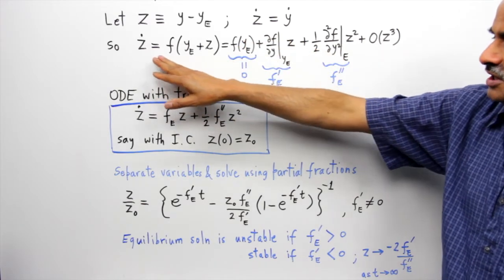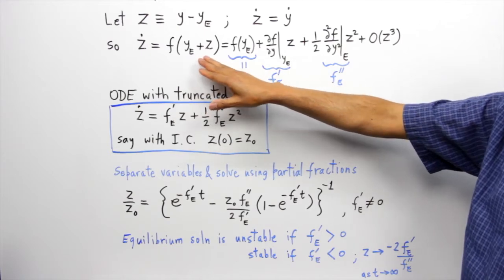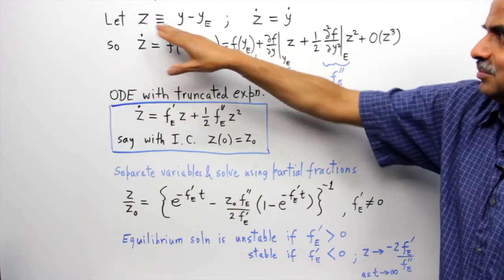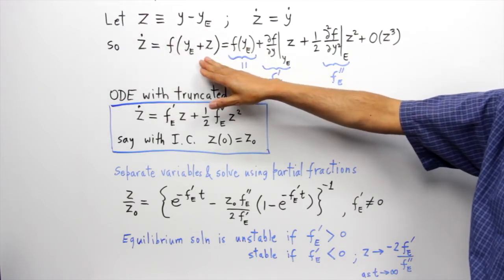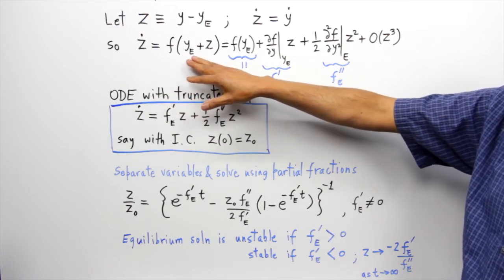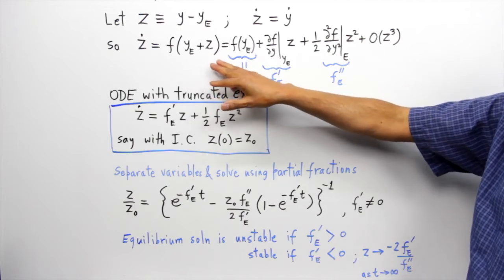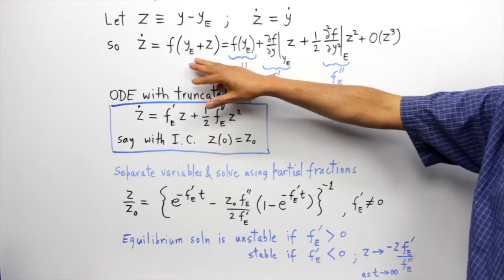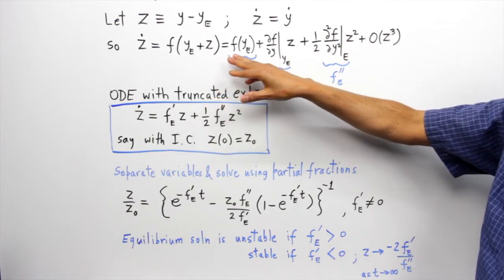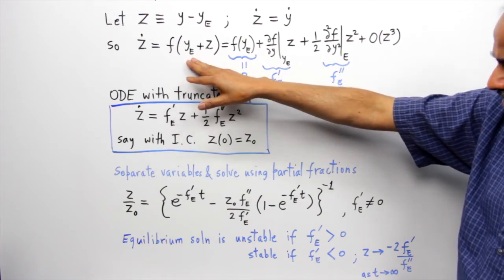So z dot equals f of y, but y is ye plus z. You can just rearrange from here. y would be z plus ye, and so we substituted that. And so now we have this right hand side evaluated at ye plus z. And so since z is small, y is close to ye, we can say that the function at a nearby location close to ye can be found using a Taylor series expansion of f near ye.